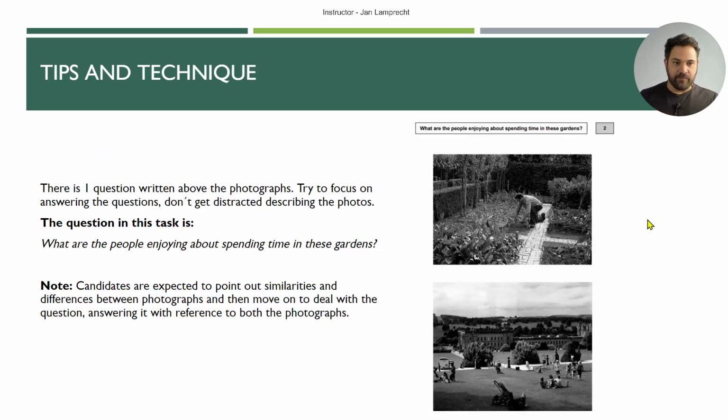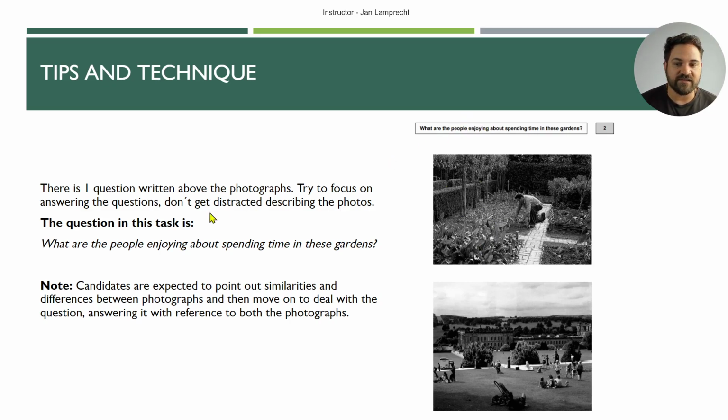All right. So what do you see? This here is an example. You can see 2 photographs here. Now, there is one question written above the photographs. Try to focus on answering the question. Do not get distracted by the photographs. This is the objective, answering the question, friends and family.